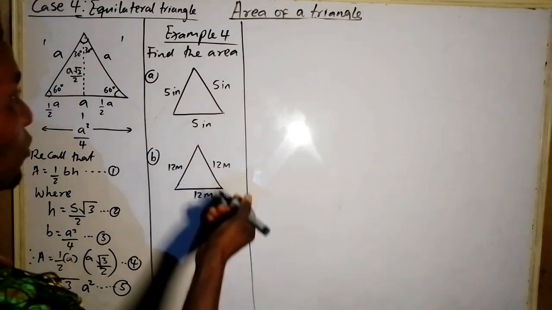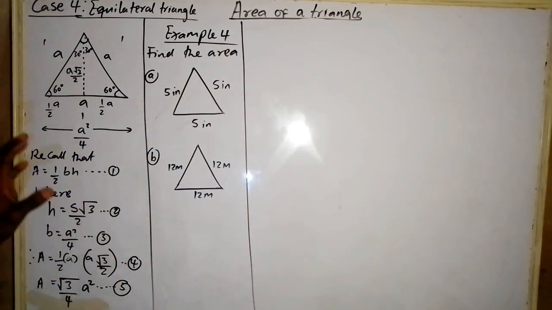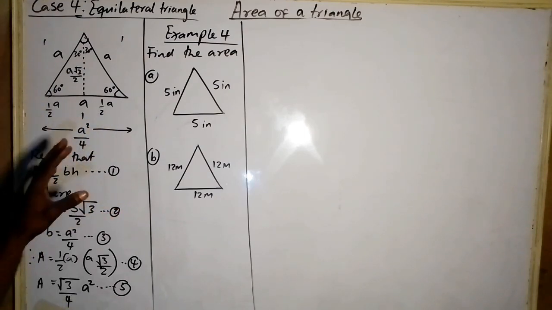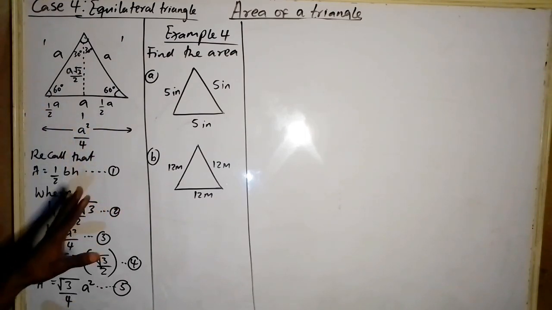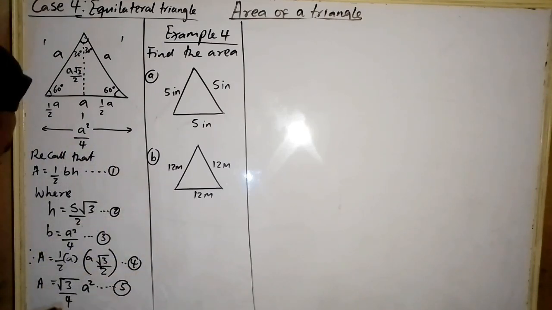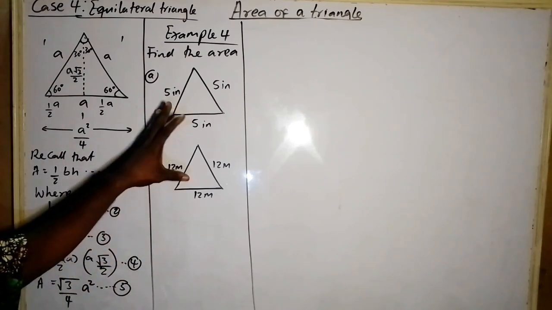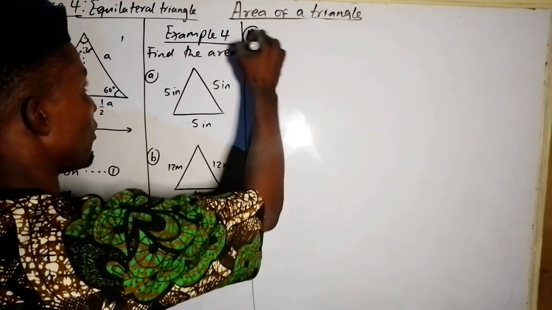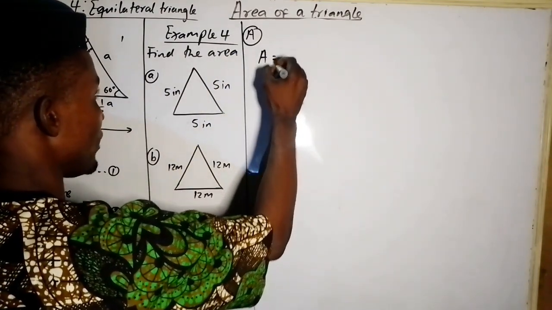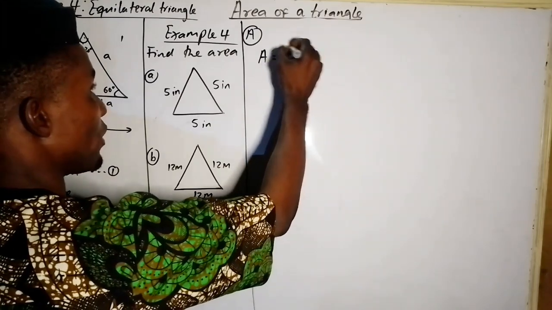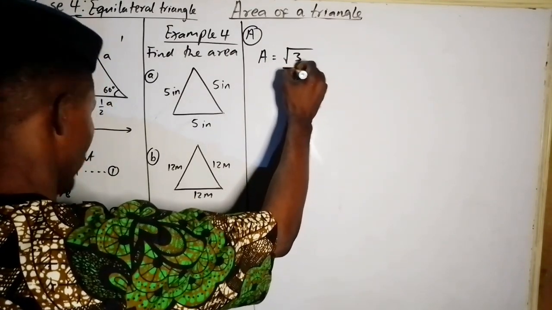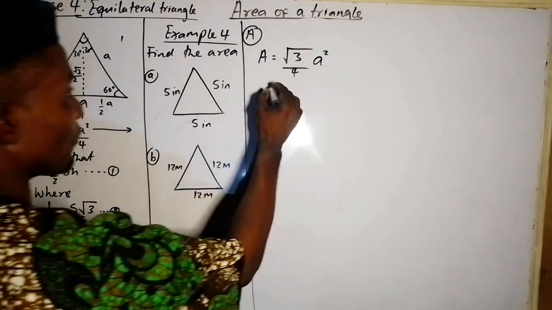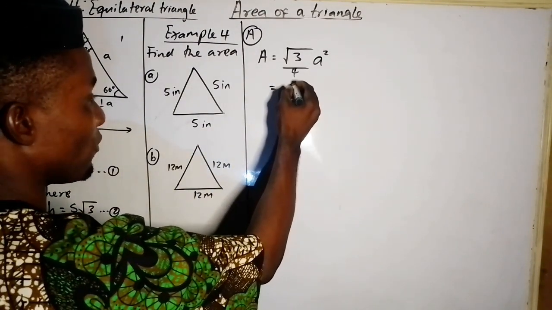To find the area of this equilateral triangle, you can use Heron's formula to find the area as well, and you can also use Pythagoras theorem to find the area. So for this class, we're just going to apply the formula only to solve this question here. So let's apply this formula. Area of the equilateral triangle equals square root of 3 over 4 A raised to power 2. Now, what is square root of 3?